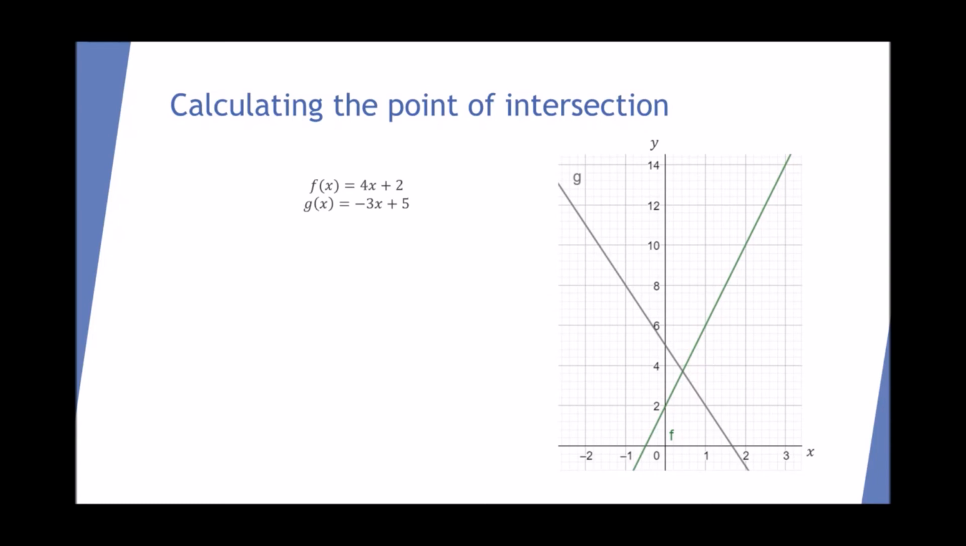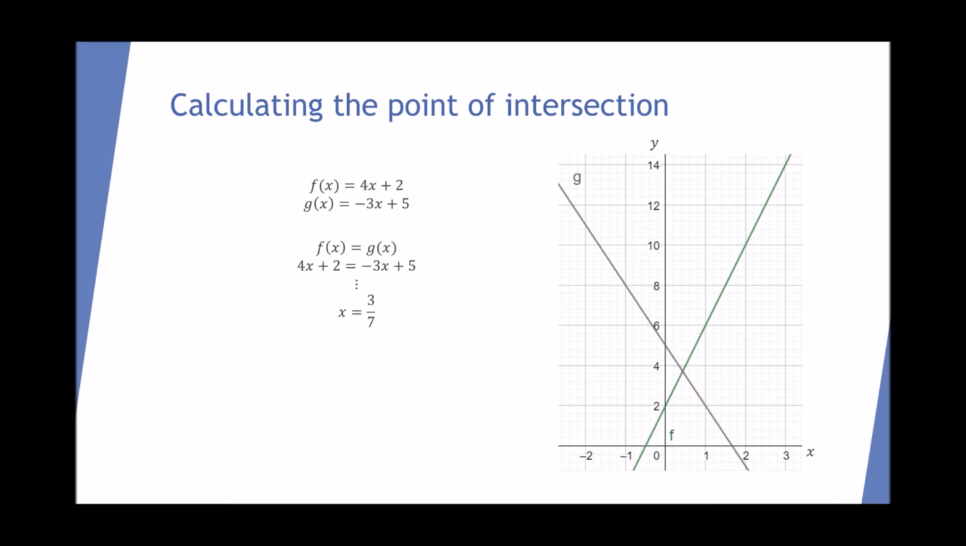Now, if they were formulas, y equals something, we would set them equal. And that is what we're still going to do. We're going to set f equal to g. And that's going to look like this. 4x plus 2 equals minus 3x plus 5, just filling in those functions. And this gives us a linear equation that we can solve. I'm not going to get into how it's solved. If you need a reminder on that, please have a look at my video on solving linear equations. But in this case, it's going to give us the answer x equals 3/7.